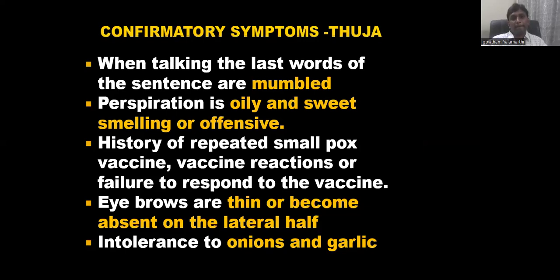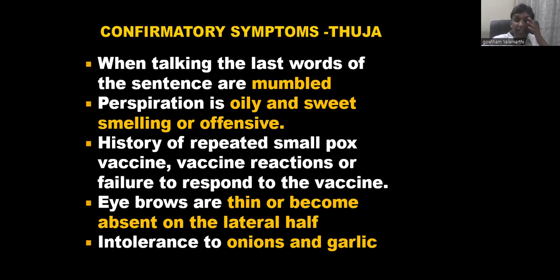Confirmatory symptoms of Thuja. When talking, the last words of the sentence are mumbled. Perspiration is oily and sweet smelling or offensive. And the history of repeated smallpox vaccine reactions or failure to respond to the vaccine. Nowadays, we are seeing a lot of cases after vaccination. And you can see that the eyebrows are thin or become absent on the lateral half. Intolerance to onions and garlic. They don't like them, or they get aggravated after taking onions and garlic.